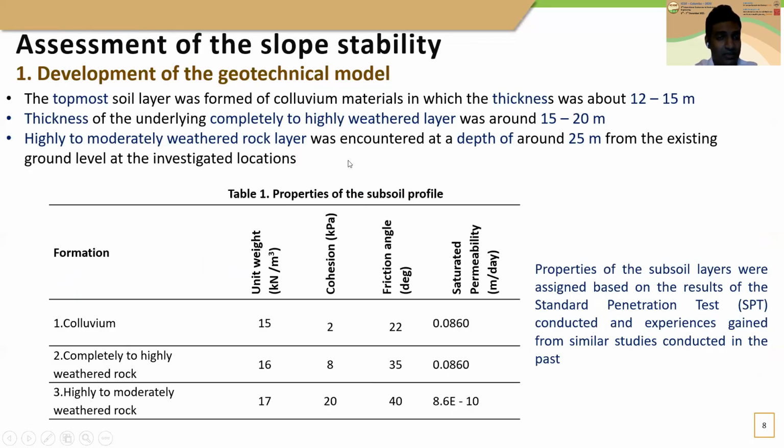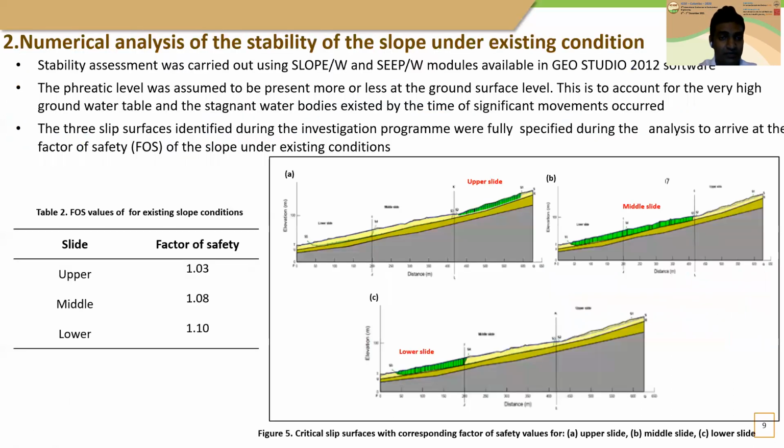Using the data obtained from the site investigation program, the three subsurface layers identified were assigned the parameters shown in Table 1. When assigning parameters for the subsoil layers, the results of the SPT tests conducted at the site were used, and they were also adjusted based on similar studies conducted in the past.